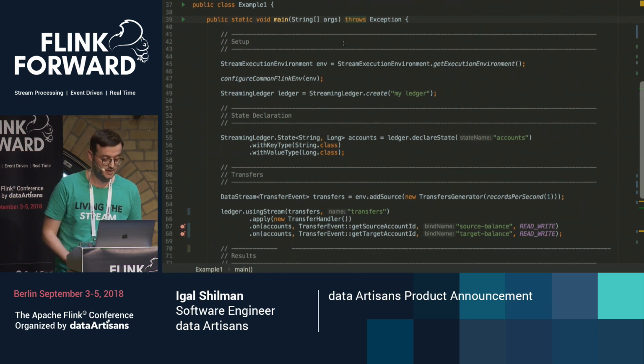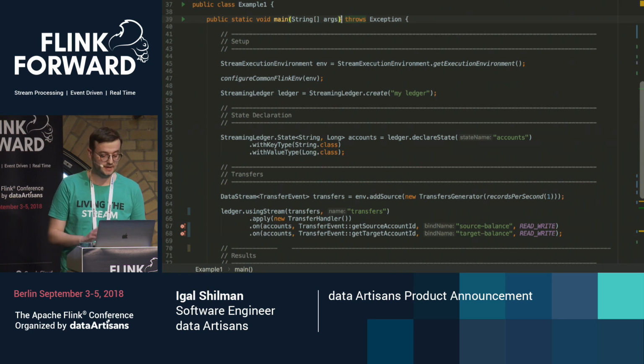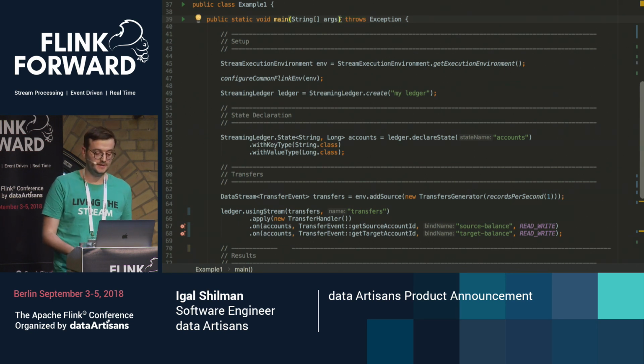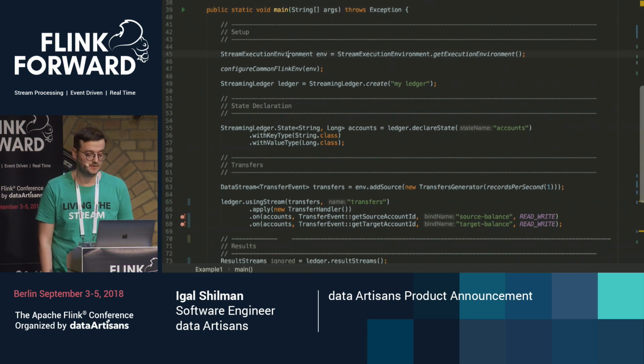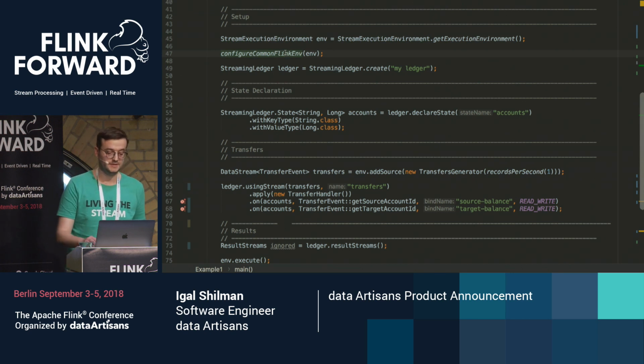So the first example, we can see here that we start just as we would start any other Flink application, where we start by obtaining the execution environment. We might want to configure it, let's say set up the parallelism or the state backend.